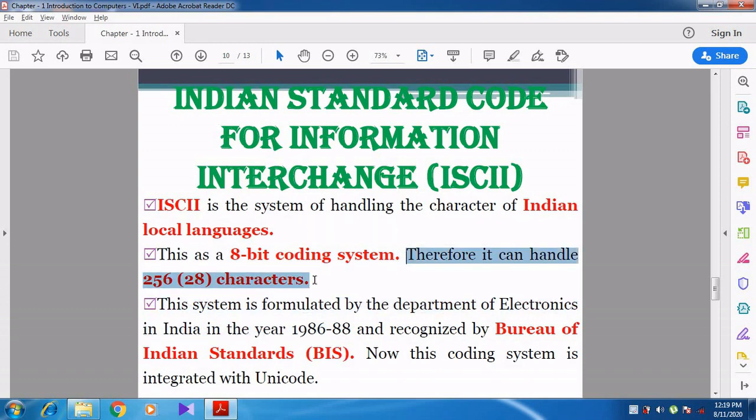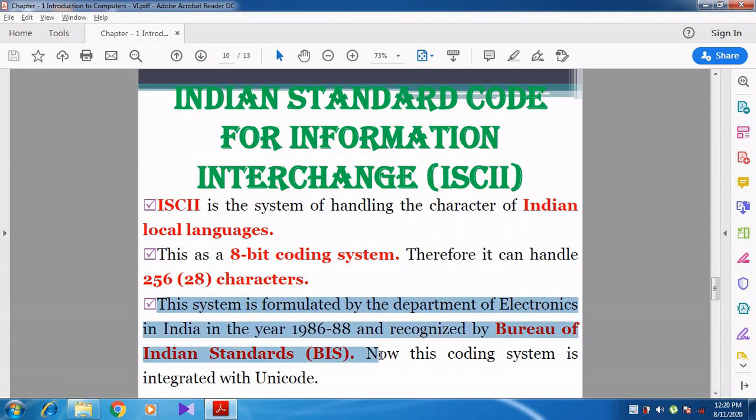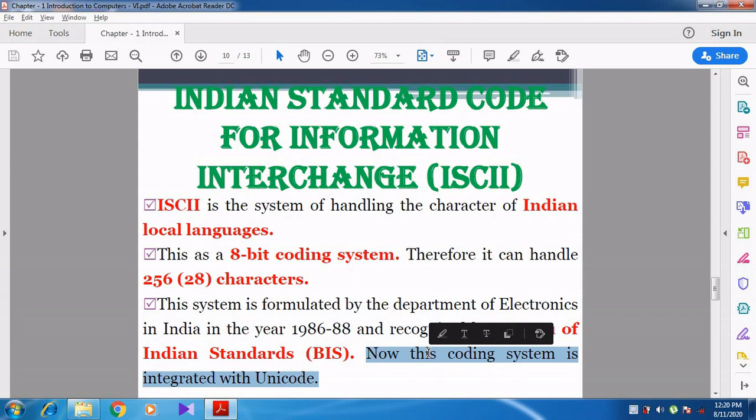8-bit coding means it can handle 256 characters, because this is an 8-bit coding system. Right? This system was formulated by the Department of Electronics in India in the years 1986 to 1988 and recognized by the Bureau of Indian Standards, that is BIS. Now this coding system is integrated with the Unicode.